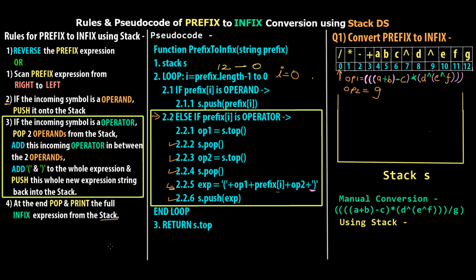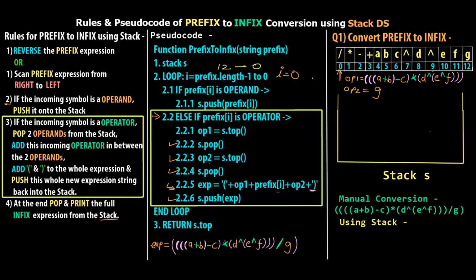So the expression, let me write it over here, exp becomes opening brackets. So first thing is opening brackets. Then we have op1. What is op1? op1 is this entire expression. You can see over here also. Then we have prefix of I. What is prefix of I? Prefix of I is this divide by operator now, right? So let's write that over here, divide by written. Then we have op2. What is op2? op2 is G. And then we have one last closing bracket.